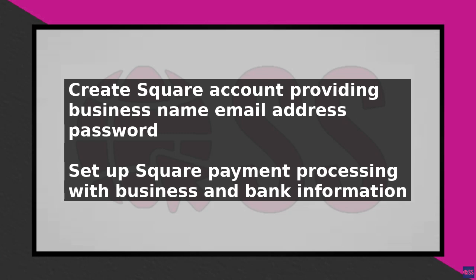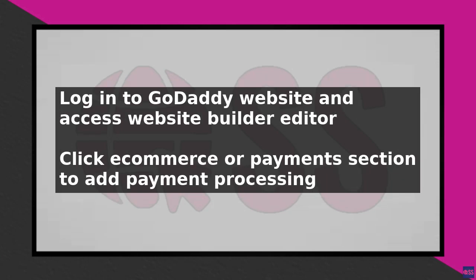Next, go to your GoDaddy website and log into your account. Click on the website builder or editor for your site. This is usually located in the My Account section. Once you are in the website builder, click on the e-commerce or payments section. This is where you will add your Square payment processing.